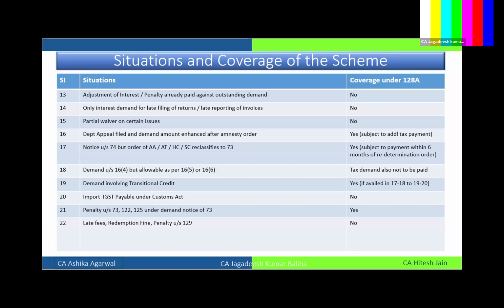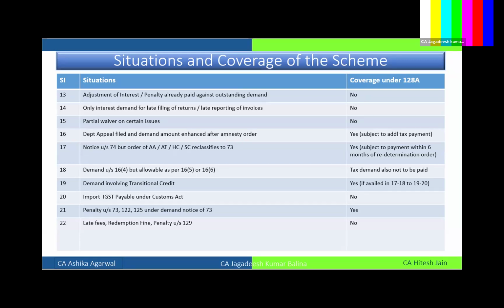Okay. Department appeal filed and the demand amount enhanced after the amnesty order. The amnesty order has been passed in your favor, and later the department has filed an appeal against that order and enhanced the liability. In that case, yes, that order also will be covered under this, subject to the condition that you have to pay the tax enhanced by the department in the appeal order. In that case also it will be covered.